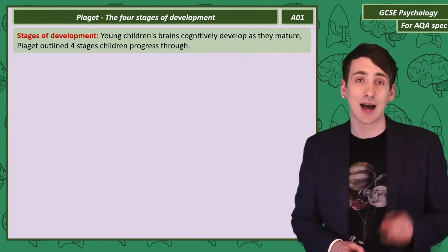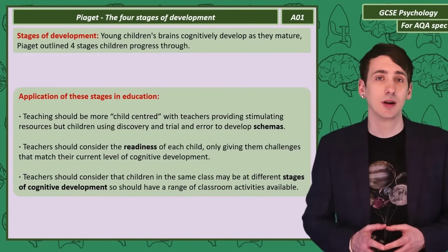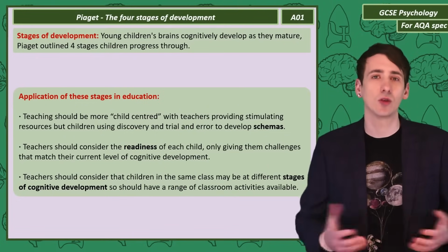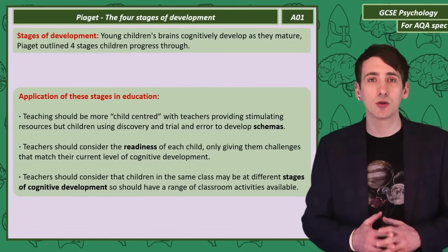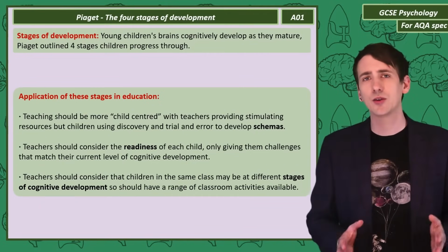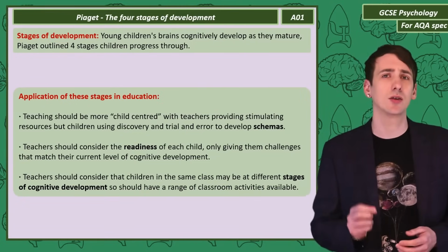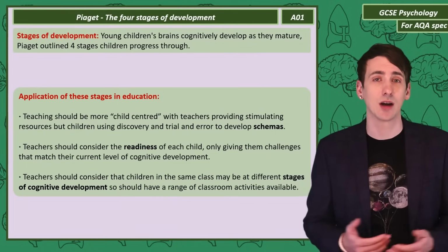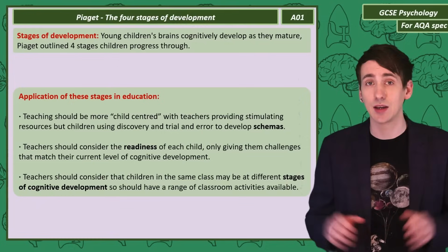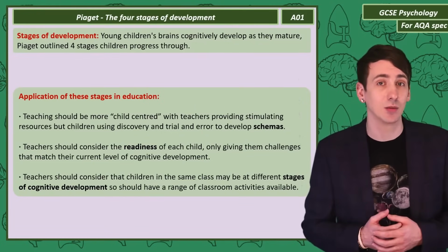We do need to be able to consider how those stages can be applied to education. As young children are developing schema, the teaching in primary schools should be child-centered, with teachers providing interesting resources and experiences, but the children can develop their own schema using play, discovery, and trial and error. As the children are passing through stages and might be incapable of some tasks, teachers should consider a child's readiness for some classroom challenges. Teachers could also keep in mind that children in the same class might be at different stages of cognitive development, so there should be a range of appropriate classroom activities available.